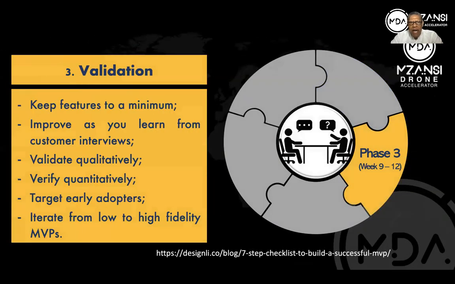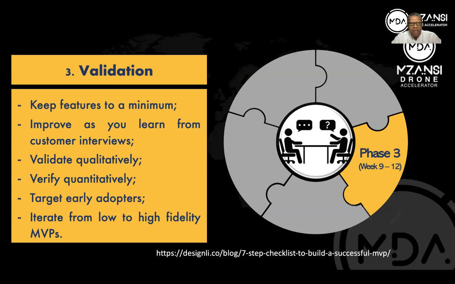But today, the exciting part, we're now going to be validating our problem. Now, when we say validating, we basically mean validated learning, because remember the MVP is still an opportunity for us to learn more about this problem. We're basically saying here, you keep the features to a minimum, which is the whole principle around the MVP, improve as you learn from customer interviews, validate qualitatively and verify quantitatively. These are the 2 phrases that we're going to dive deeper into today.